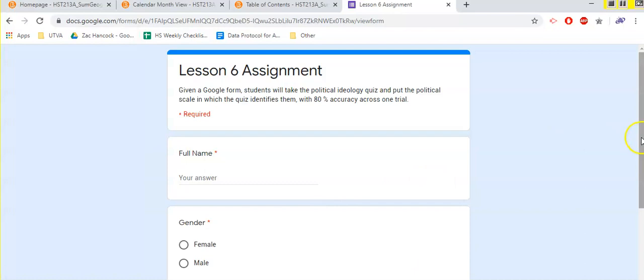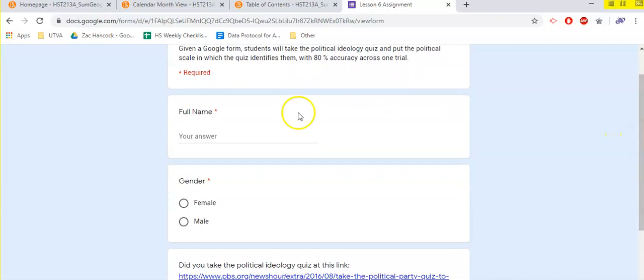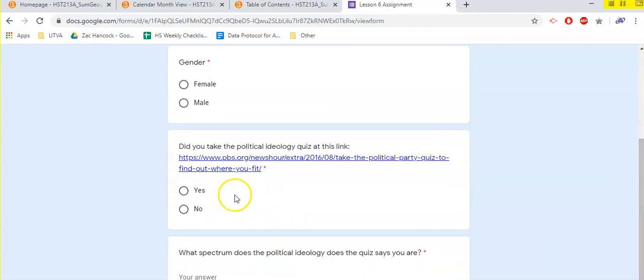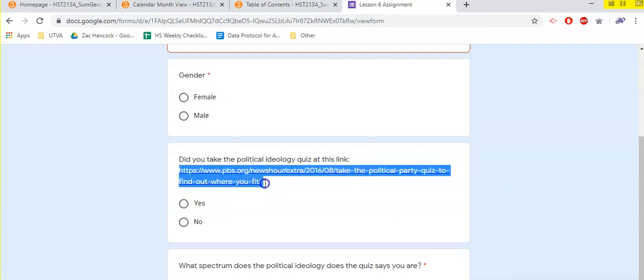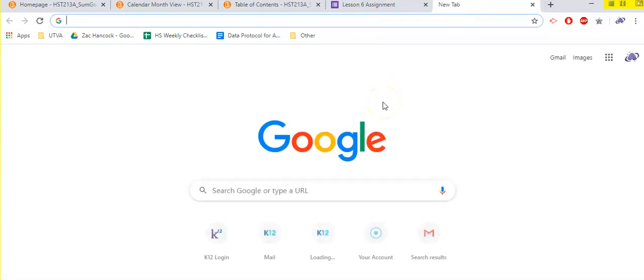So let's kind of go over it. I will be putting this recording that I'm doing right now into this. But as we said, giving you a Google form, you're going to look at your political ideology. So what you're going to do is put your full name right here. You're going to put your gender, male or female. And then you need to go and take this political ideology quiz. And this is just from PBS News, so just a source. You'll click on that and it'll take you to PBS News.